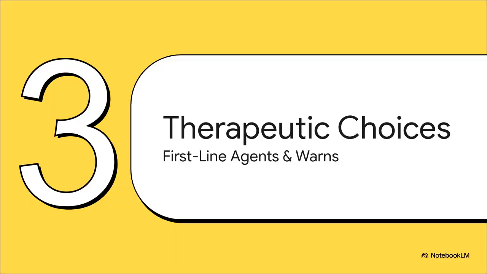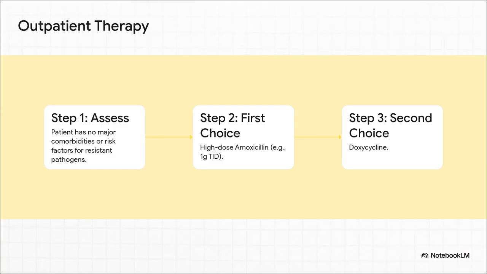So this brings us right to the heart of it all, the treatment. What are the go-to empiric therapies according to the latest guidelines? And, just as important, what are the absolute must-know warnings that you need to have on your radar? For most of your otherwise healthy outpatients, the guideline is super clear and simple. High-dose amoxicillin is the preferred first choice. If that's not an option, maybe due to an allergy, doxycycline is a solid second choice.